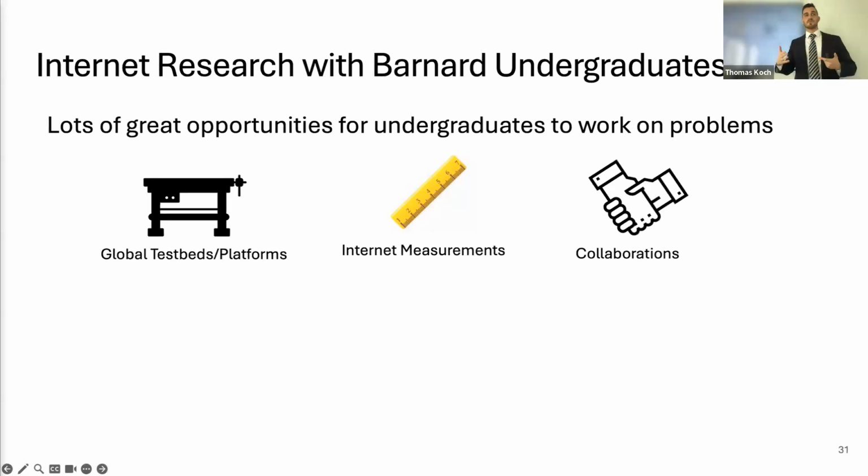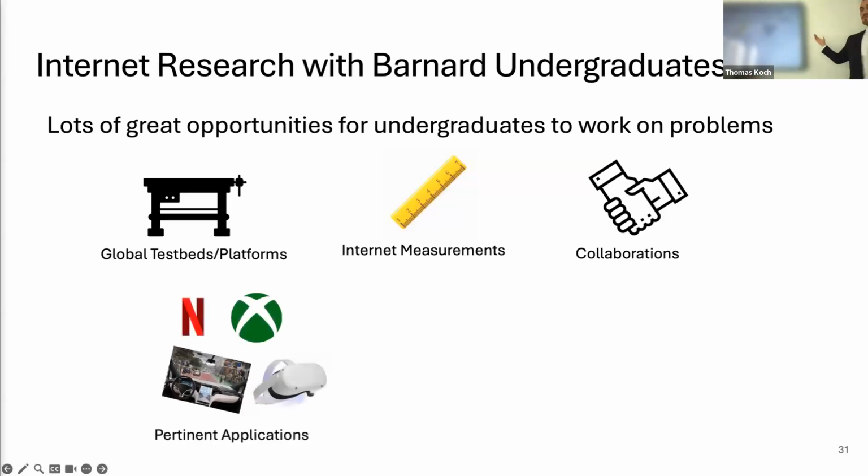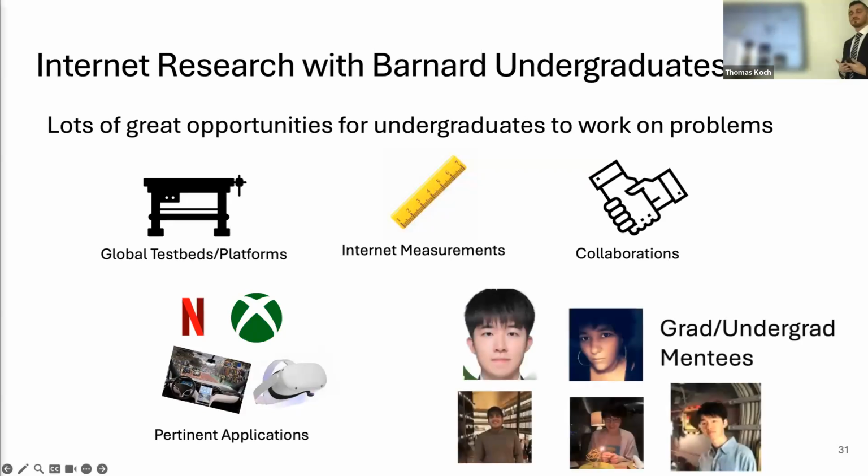Collaborations introduce them to opportunities for jobs or internships or academia, and you can access global testbeds and platforms even if you don't have many resources as an undergraduate. But more than anything, working on the internet is just fun because you're working on important or relevant applications in your life. Part of what keeps me interested in internet research. And I've had lots of great experiences working with mentees, both graduate and undergraduate, some of which had no background in computer networks and some of which went on to do PhDs in the subject. So I think they had a good experience.